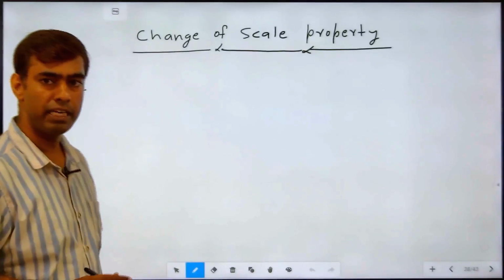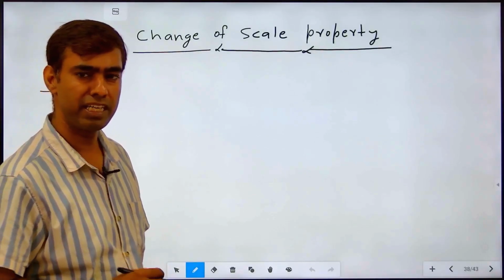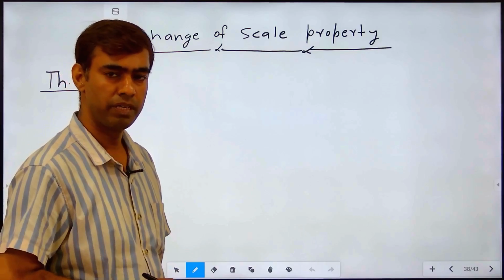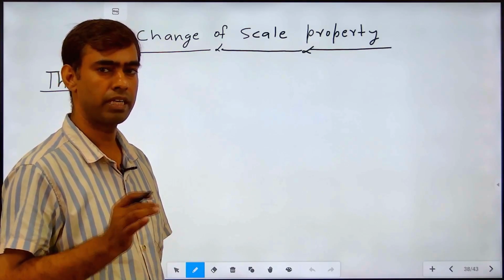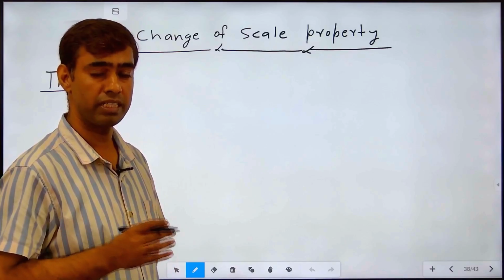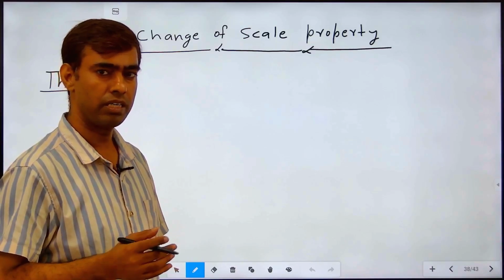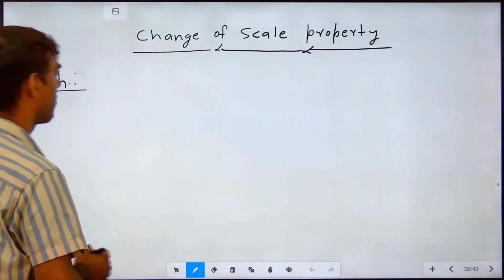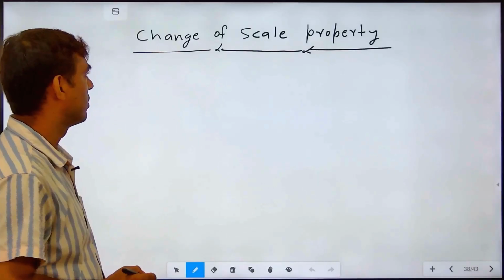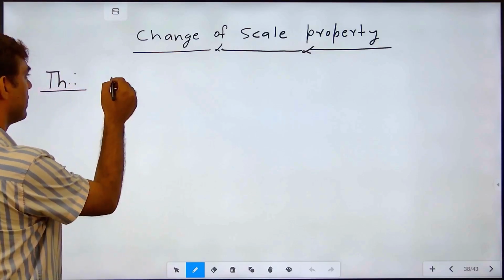The change of scale property of a Laplace transform of any function f(t). Here we assume that f(t) is a class A function, which means there exists a Laplace transform of f(t). So, in the form of a theorem, what is the change of scale property?